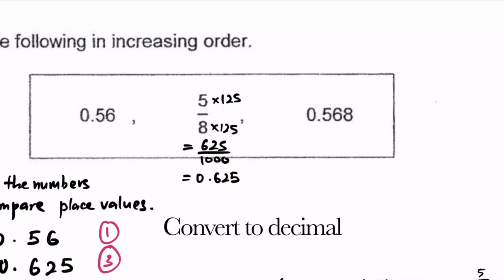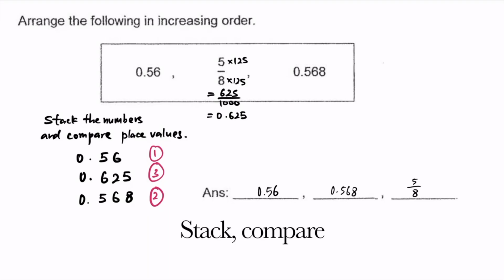The next thing I like to do is to stack and compare the place values. So what do I mean by that? 0.56, easy. 0.625, what we just obtained, 0.568. Then just look, we are interested in increasing order, so we're going to start off with the smallest first, and it happens to be number 1 here, 0.56. Okay, now the largest is clearly 0.625, all right, and then the next largest will be 0.568.